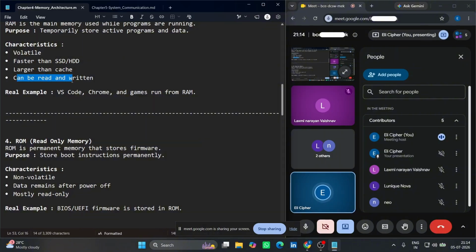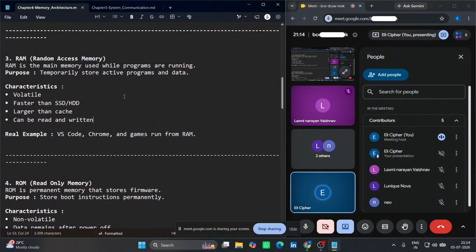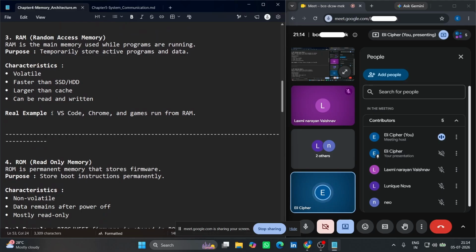Now it can be read and written. Okay, we can read it. For example, VS Code, Chrome, and games run from RAM, right?